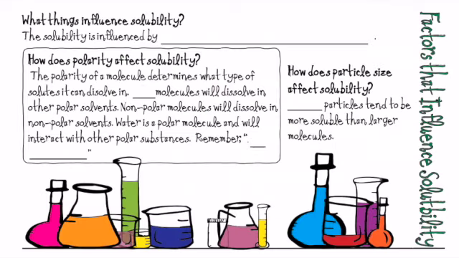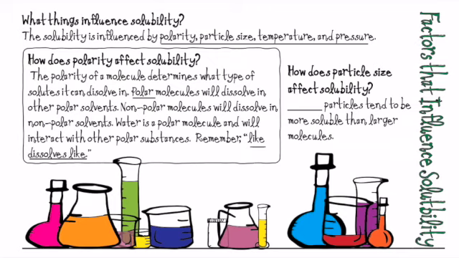What things influence solubility? Solubility is influenced by polarity, particle size, temperature, and pressure. How does polarity affect solubility? The polarity of a molecule determines what type of solutes can dissolve in it. Polar molecules will dissolve in other polar solvents. Nonpolar molecules will dissolve in nonpolar solvents. Water is a polar molecule and will interact with other polar substances. Remember, like dissolves like.